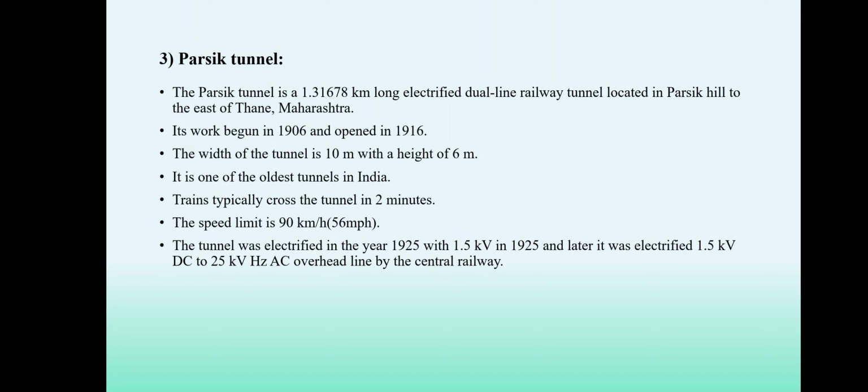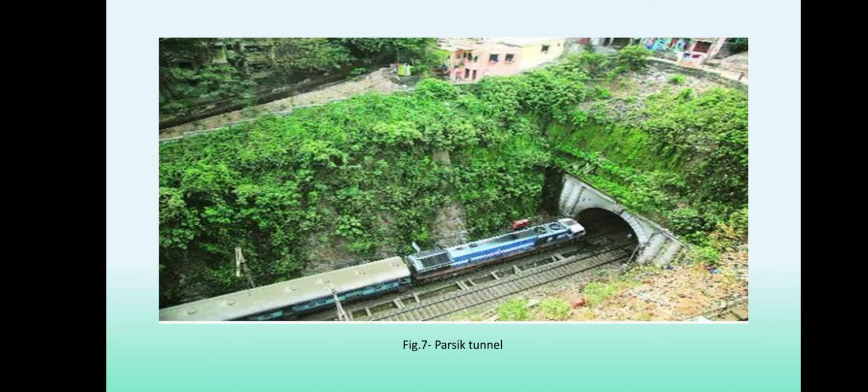It is one of the oldest tunnels in India. Trains typically cross the tunnel in 2 minutes. The speed limit is 90 km per hour. The tunnel was electrified in the year 1925 with 1.5 kilovolt DC and later converted to 25 kilovolt AC overhead line by the Central Railway. This is the ingress of Parsik Tunnel.